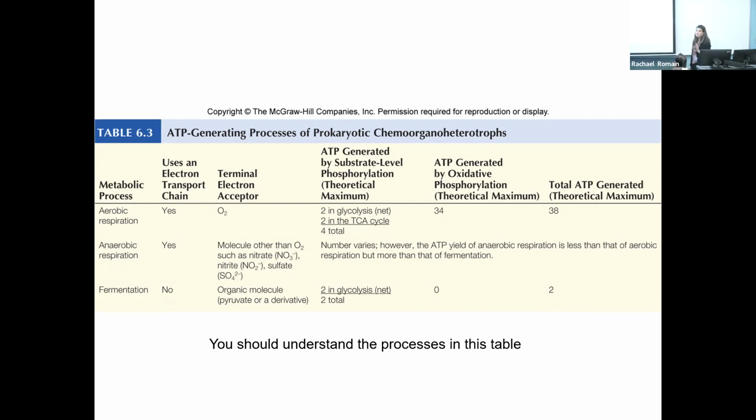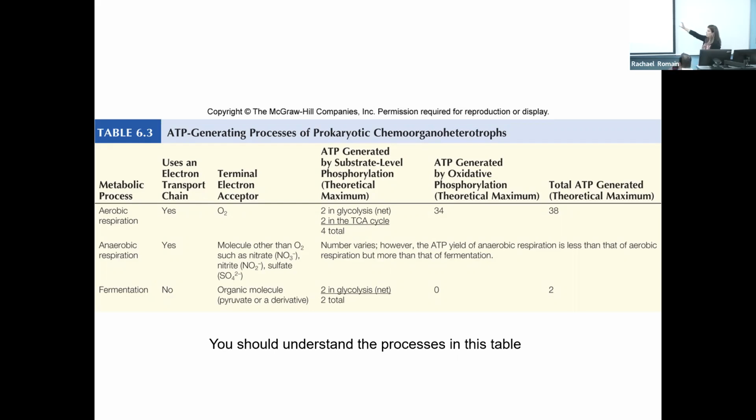This table summarizes what we are going to spend 20 minutes going through. This is a table from your book, all on this unit, but it breaks apart each process: aerobic respiration, anaerobic respiration, and fermentation. What they are using and how much ATP is produced. Okay.